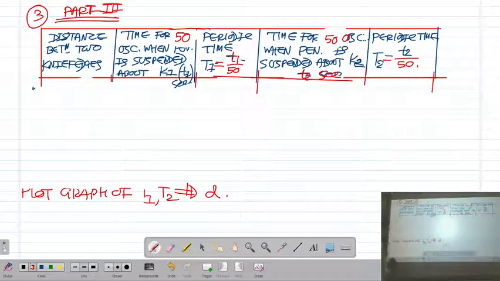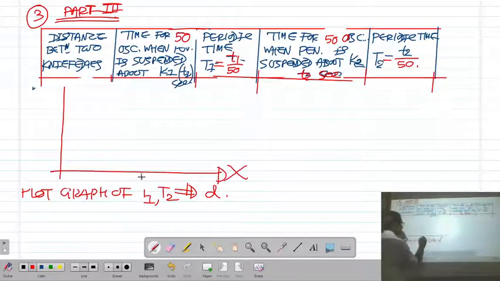Get this type of graph. Along the x-axis, take distance d between two knife edges, which is d0 plus 2, that is 78 plus 2, 80 centimeter, and d0 minus 2, that is 78 minus 2, 76 centimeter.